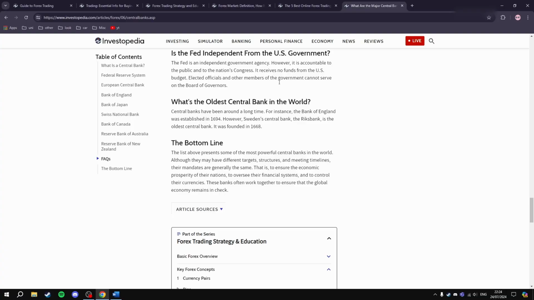The bottom line, the list above presents some of the most powerful central banks in the world. Although they may have different targets, structures and meeting timelines, their mandates are generally the same. That is, to ensure the economic prosperity of their nations, to oversee their financial systems, and to control their currencies. These banks often work together to ensure that the global economy remains in check.